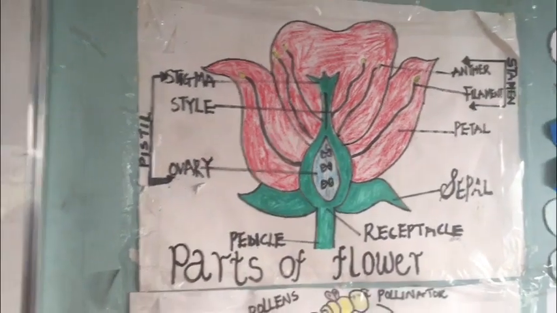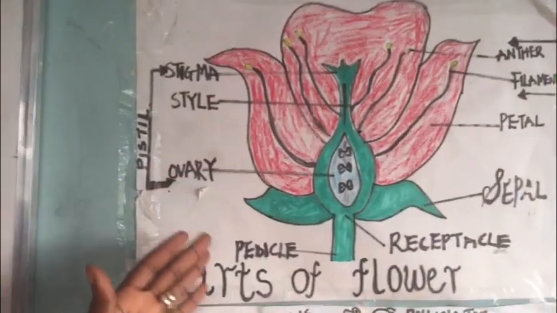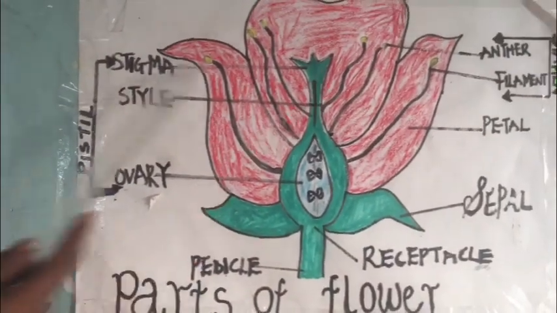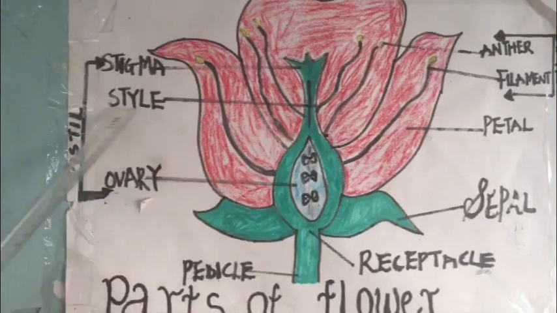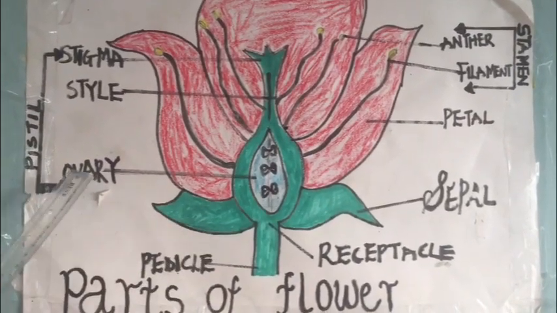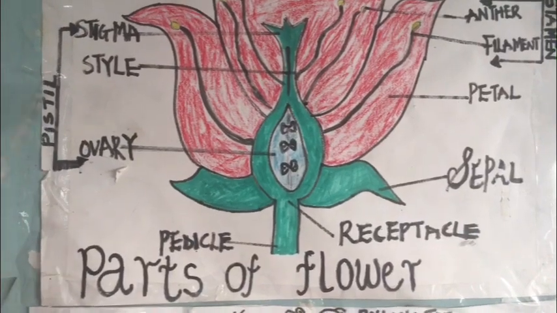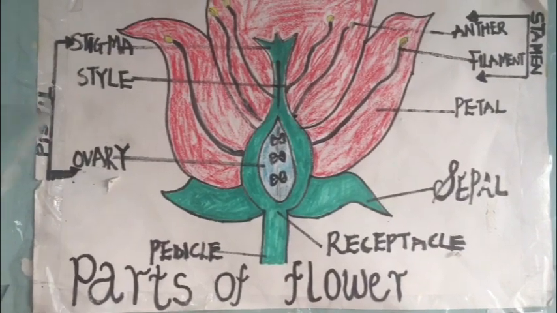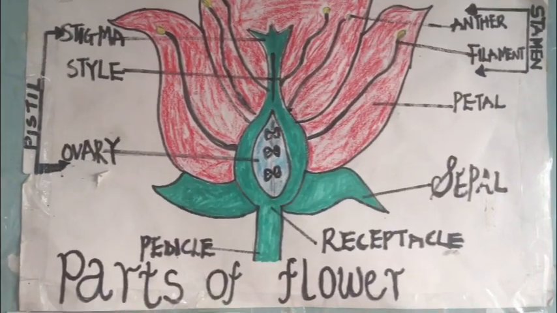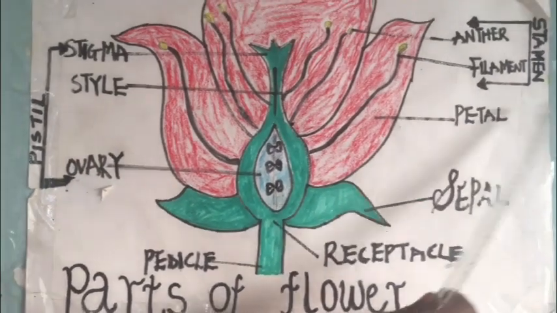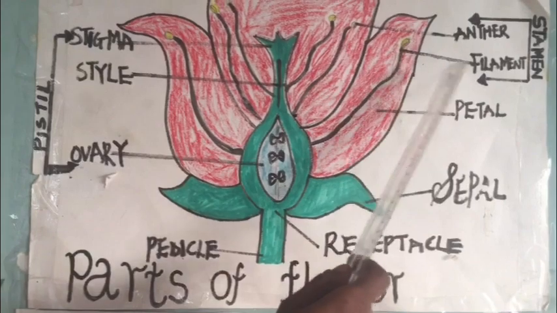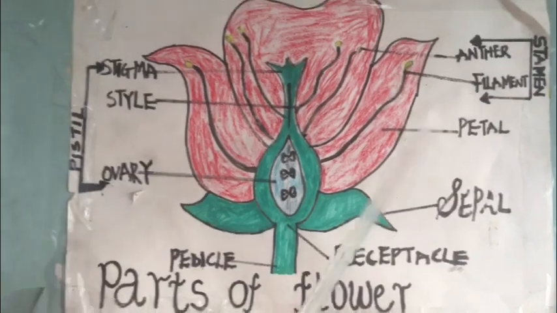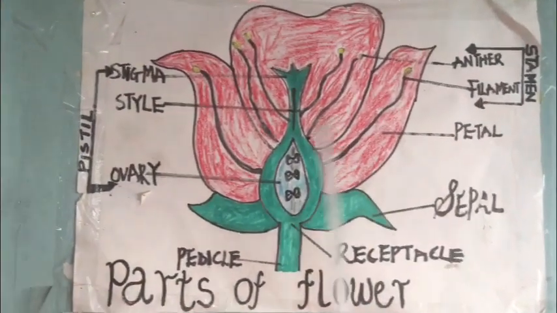Over here, we have a diagram showing the parts of a flower. You can see from the diagram the stigma, the style, and the ovary, and they are all in the pistil, which is the female part of the flower. You can also see the anther and the filament. They both make up the stamen, which is the male part of a flower.